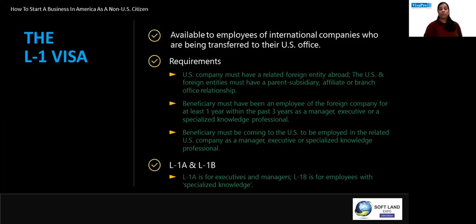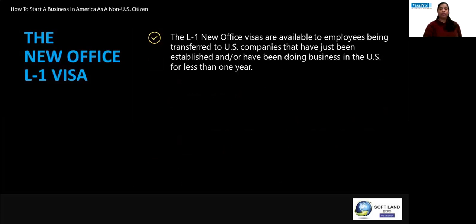The L1A is for executives and managers, and the L1B is for employees with specialized knowledge. Let's now take a look at what makes the subcategory of the New Office L1 visa special. The L1 new office visas are available to employees being transferred to U.S. companies that have just been established or have been doing business in the U.S. for less than 1 year.